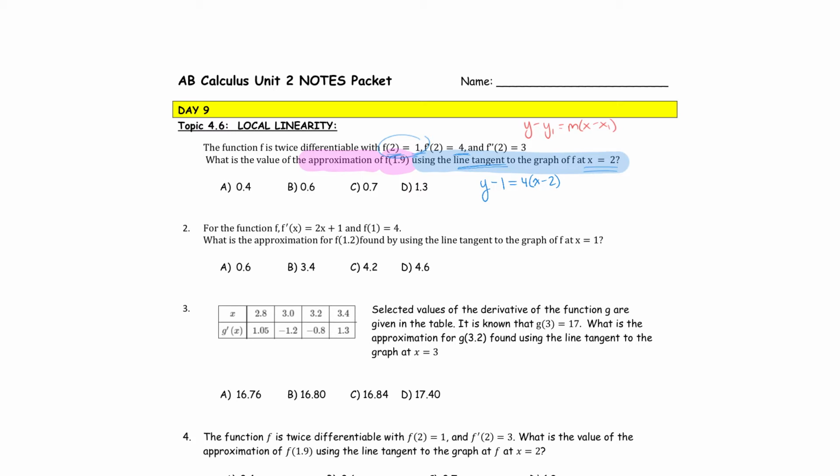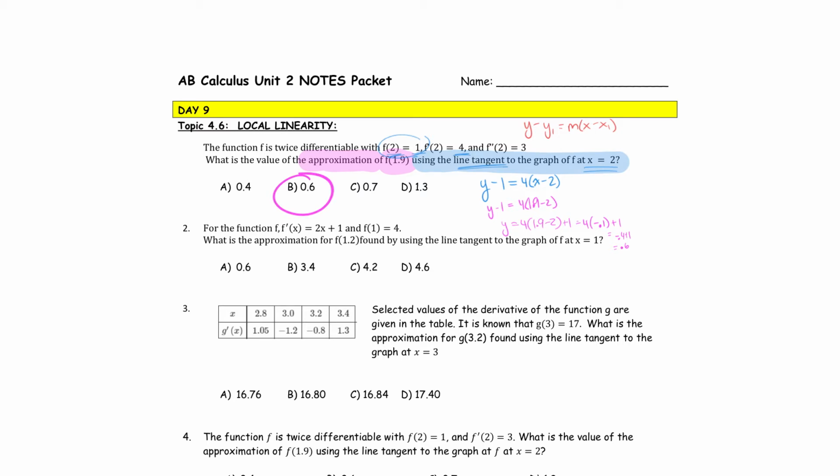So this is our tangent line at x equals 2. We're going to use this to approximate what's happening at 1.9. So all we need to do is plug in 1.9 for x and solve for our y value. So we can go ahead and add 1. And then simplify this here. And a lot of times we won't get a calculator on this part of the exam. So we'll have negative 0.1 times 4 is going to give us negative 0.4 plus 1, which gives us 0.6. So our answer is going to be B for this one.